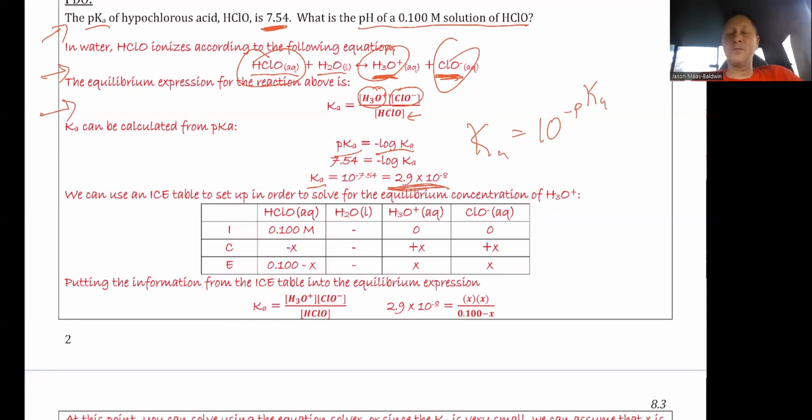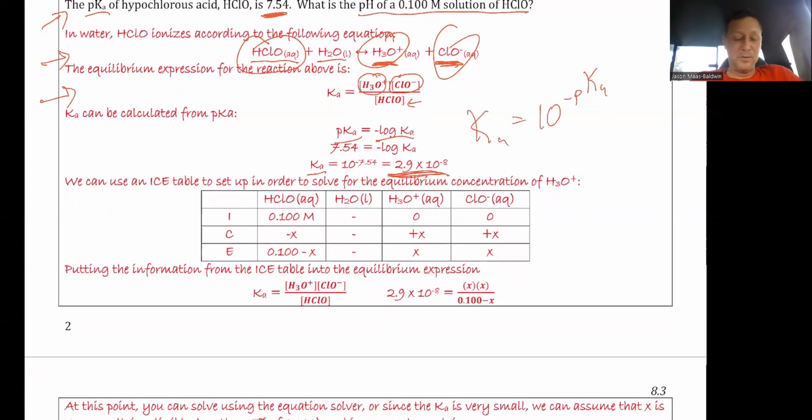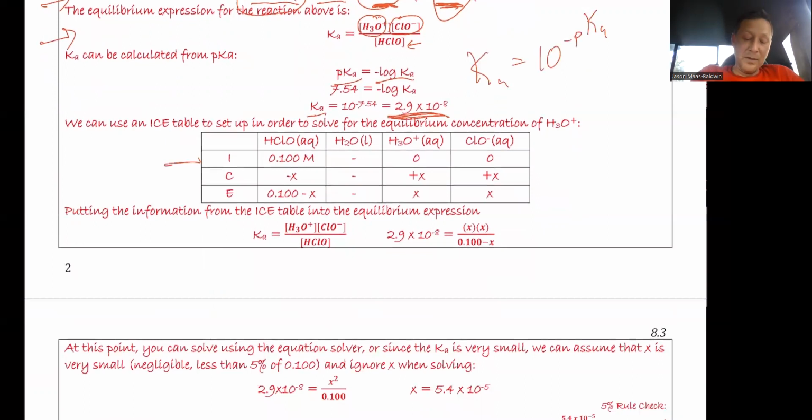For a weak acid, weak base problem, you're going to set up an ICE table, right? We know the initial concentration of the weak acid is 0.1. We know the initial concentration before dissociation of the hydronium and the conjugate base is 0. We know the acid is going to go down by X. That's our change. We know these are both going to go up by X. And so then we know our equilibrium concentrations. This should look very familiar.